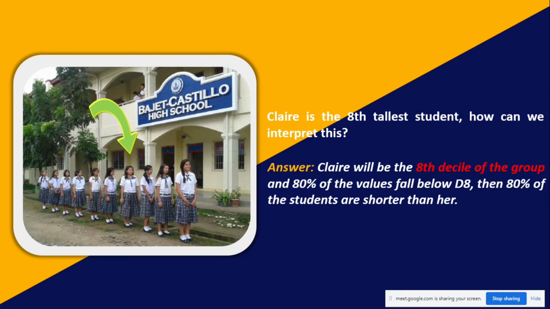So Claire will be the 8th decile of the group, kasi siya man yung ika-8 na pinakamatangkad. So 80% of the values fall below D8. Then 80% of the students are shorter than her. Kung may 80% na mas short pa sa kanya, so may 20% din na mas matangkad pa sa kanya or taller than her. So take note ha na 100% lahat yung ating data.